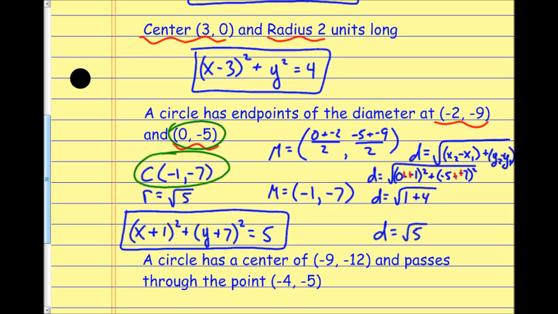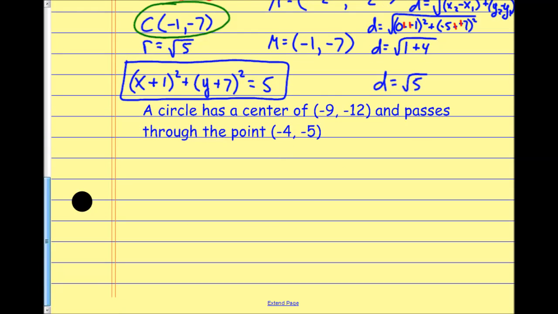If I look at the next one, it says a circle has a center of negative 9 and negative 12, and it passes through the point negative 4, negative 5, and I want to find the equation. So the two things I need are the center and the radius. Well, the center was given to me. It's negative 9, negative 12.